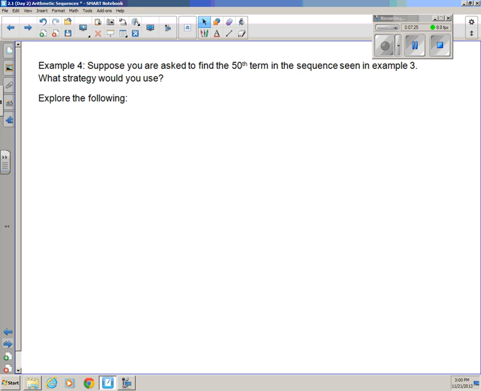All right, well, let's suppose you're asked to find the 50th term in the sequence. What strategy would you use? That's going to take a lot of work if you're trying to go from one number to the next to the next with all the common differences. So the one we're looking at is example 3, which was 5, 8, 11, 14, and so on.